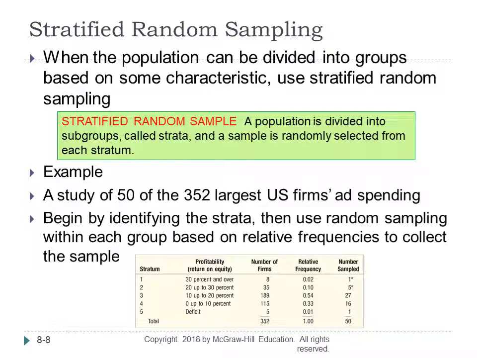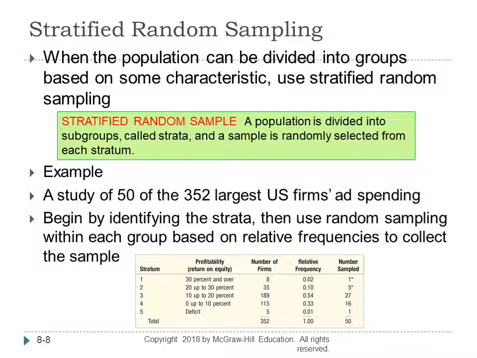The table here contains information about, or this is a study of, 50 of the 352 largest U.S. firms. For 50 out of the largest 352 firms. Begin by identifying the strata, then use random sampling within each group based on the relative frequency to collect the sample. Of course, how many you select from each group depends on the relative frequency.